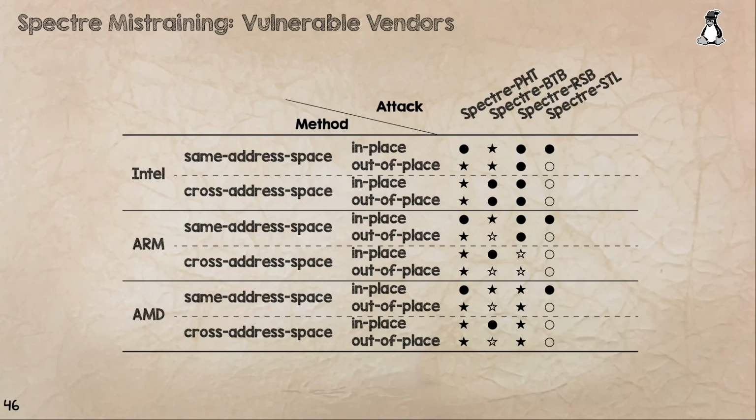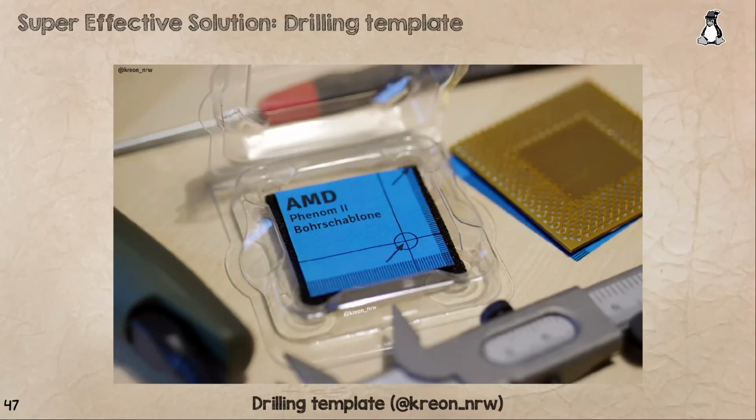And we also saw a few defenses, but we have the best defense ever. We call it the trilling template. Joke, right? That's just a joke. Well, it would be effective, because if you disable the whole CPU, there's nothing that's going to leak anymore.